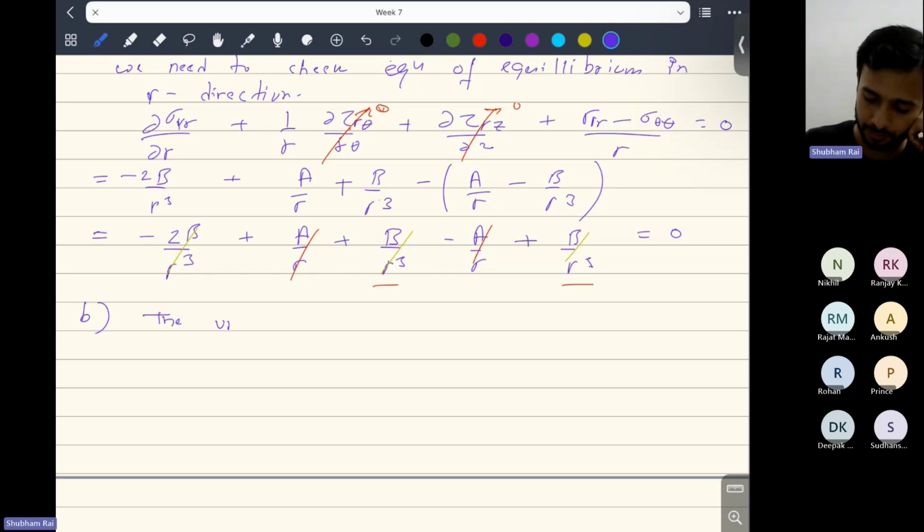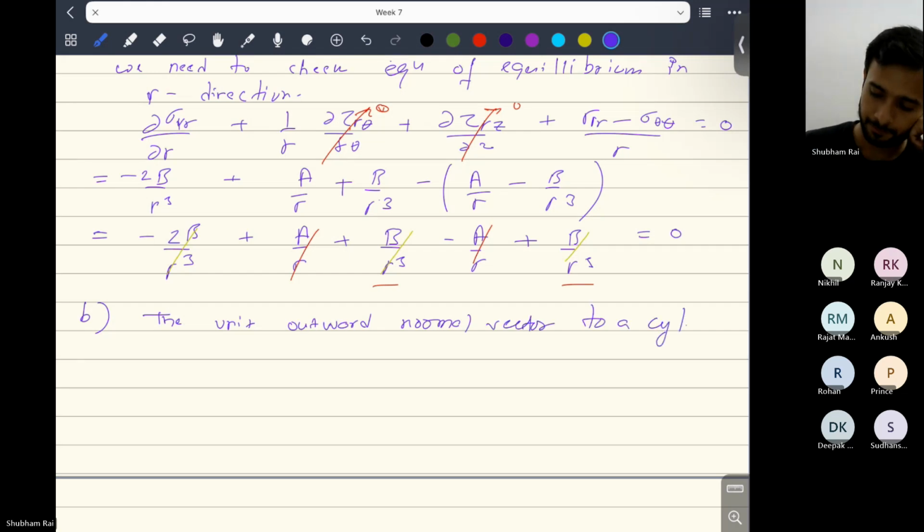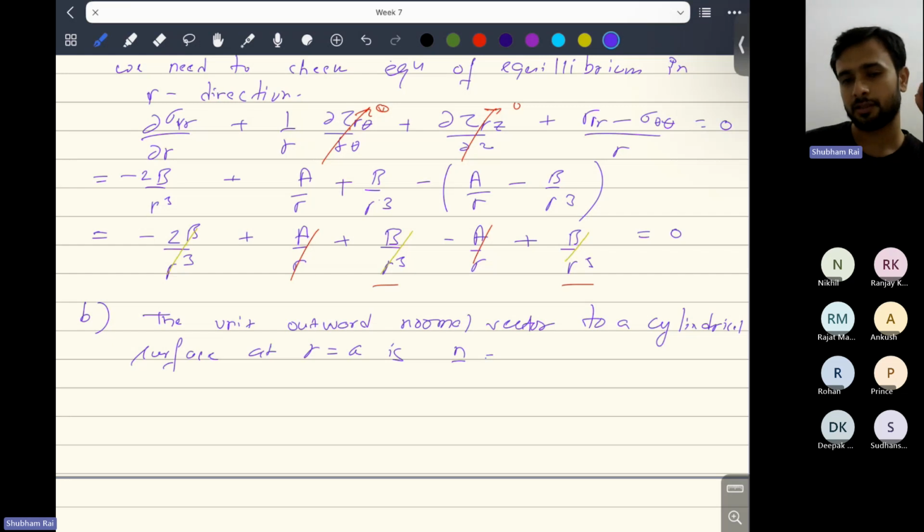So the unit outward normal vector to a cylindrical surface at r is equal to a is, so n is given by, since this is the outward normal vector, this will be nothing but e_r only, in the radial direction, right?